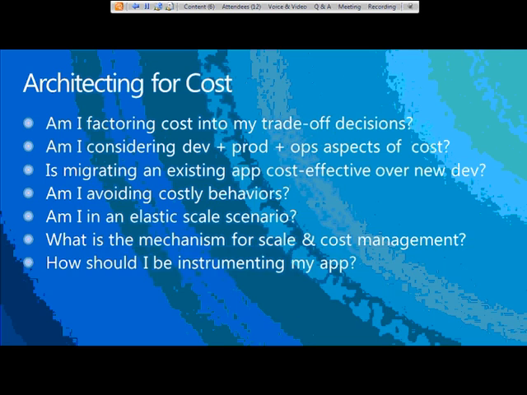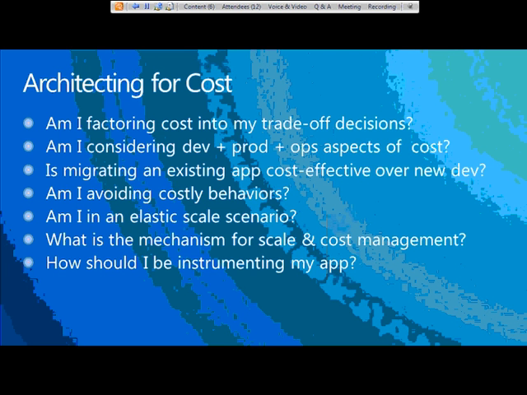So let's talk now about architecting for costs. What do you do in the design and development of your application to support costs? Well, you've got to start with some critical questions. You need these considerations to be front of mind. First off, am I factoring costs into my trade-off decisions? And of course, to do that, you need to be acquainted with the things we just talked about.